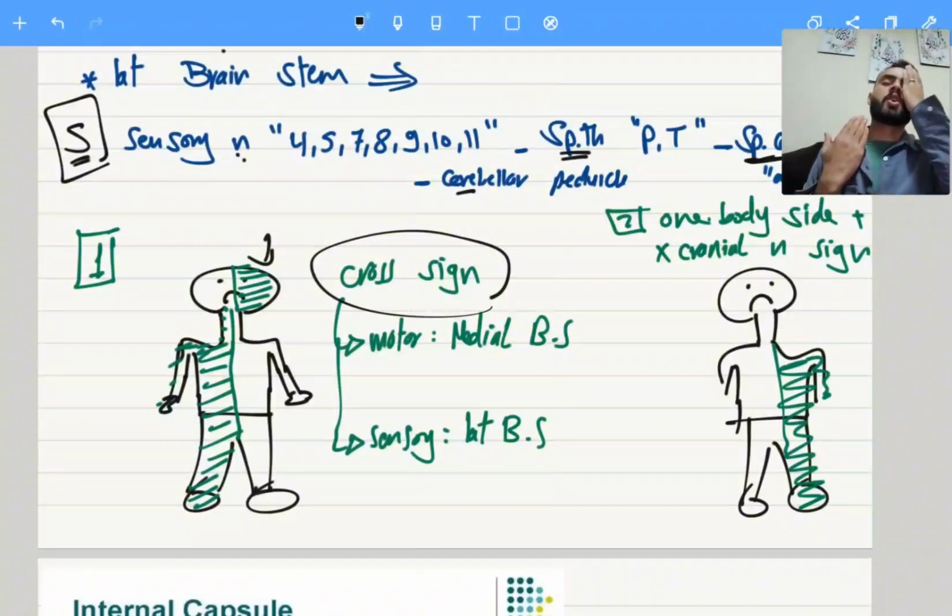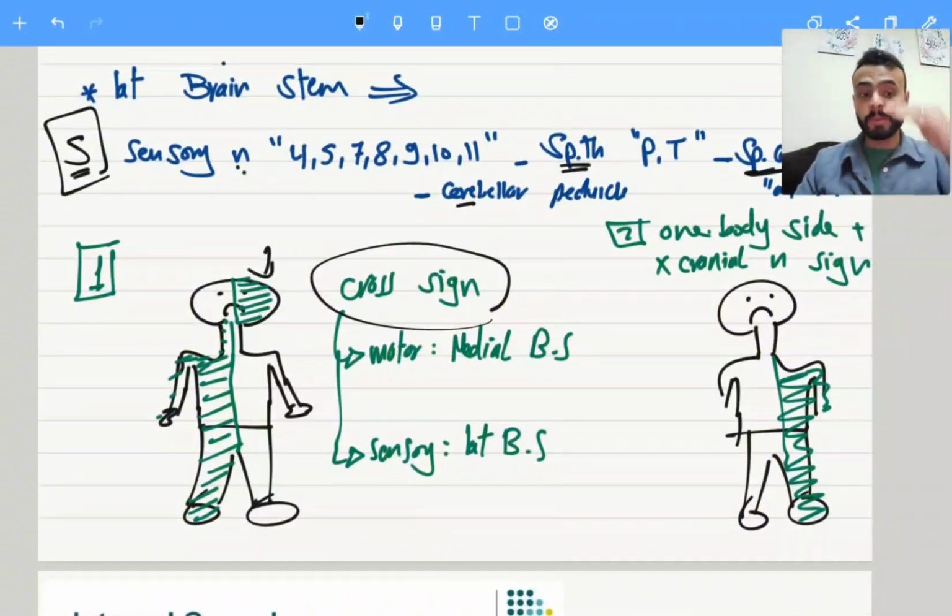This side and this side. Okay, this is brainstem. Is it sensory or motor? Okay, the patient has motor problem. Then this is medial brainstem. Could be midbrain, could be pons, could be medulla.